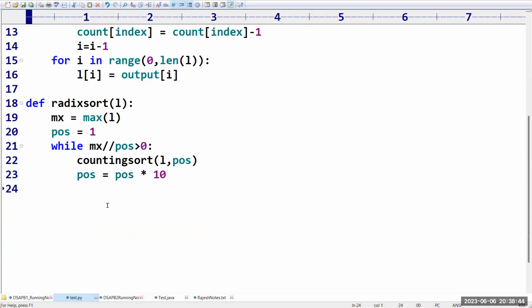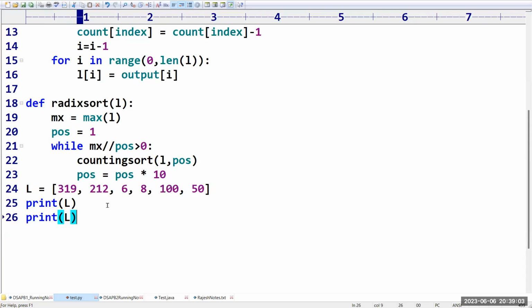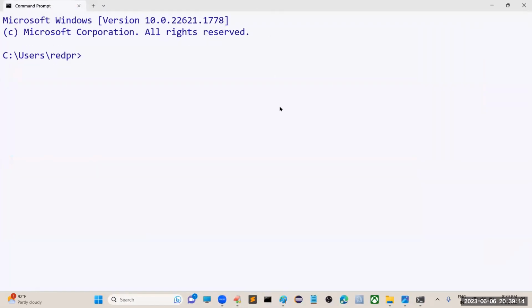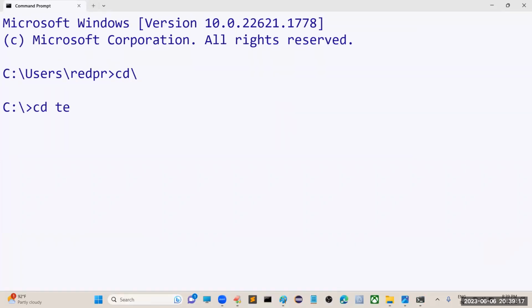Just for our convenience, I am taking a list with the elements 319, 212, 6, 8, 100, and 50. Like this, a few elements I have taken. First I will print the list, and then I will call the radix sort method by passing this list. Let us execute. Is this radix sort really working or not? We will cross check. Let us see how it is going to work.